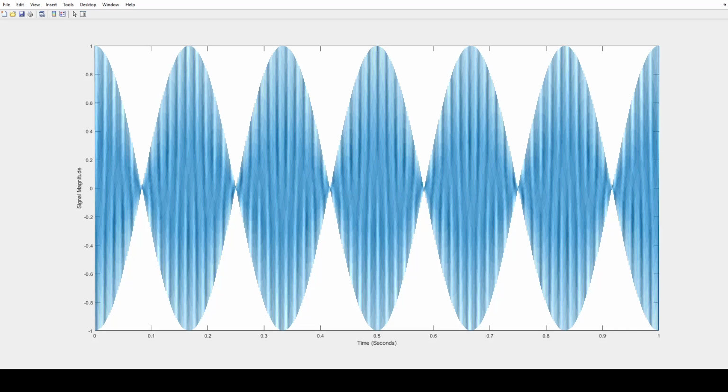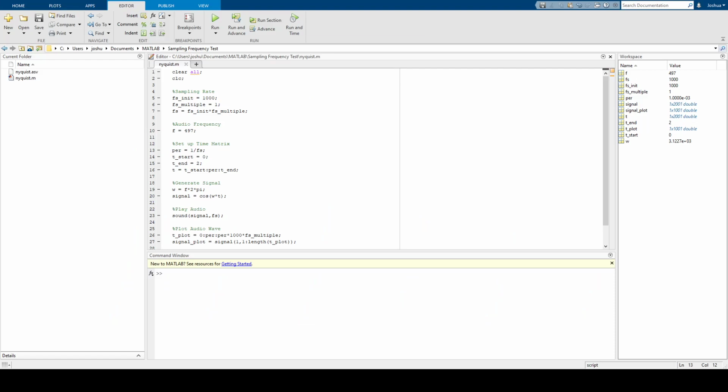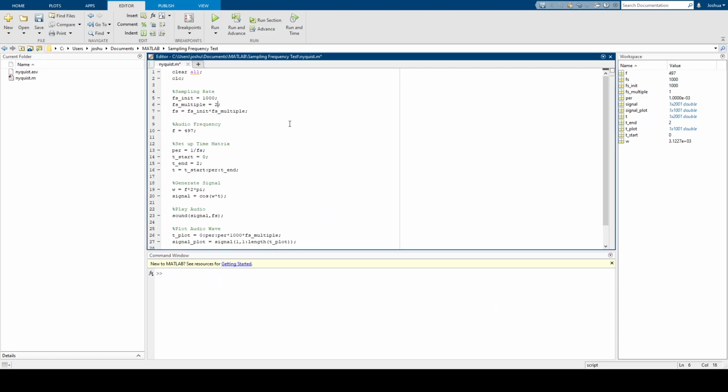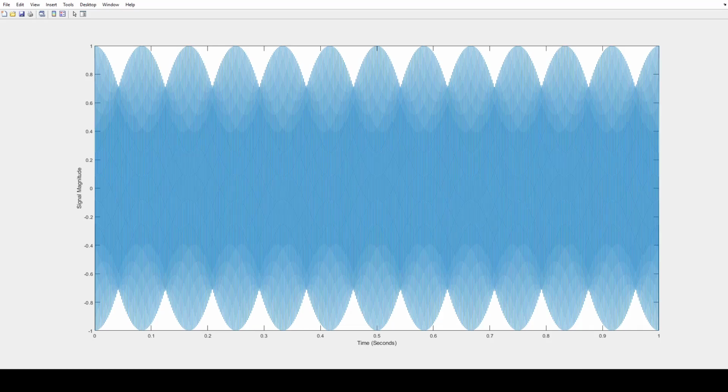You get this modulation. Now let me double the sampling frequency and keep it at 497 hertz. See, you get a whole lot less modulation. Let me show you again. This is at 1 time the sampling frequency. This is a frequency of 497 sampled at 1 kilohertz.